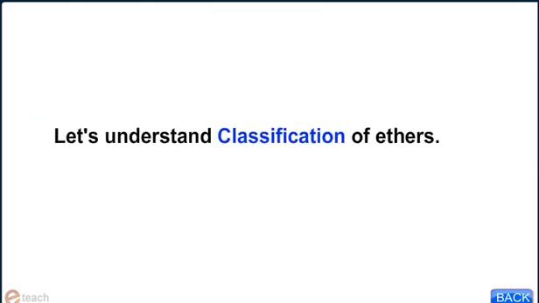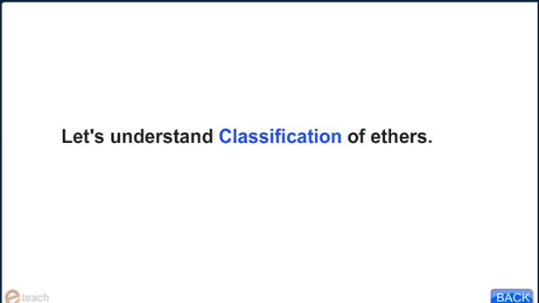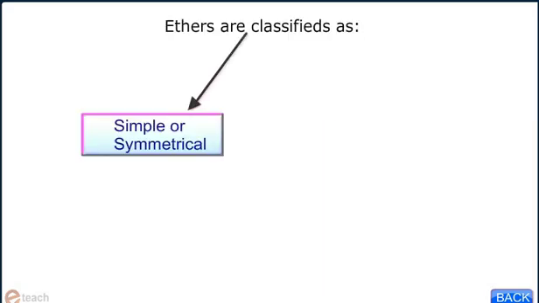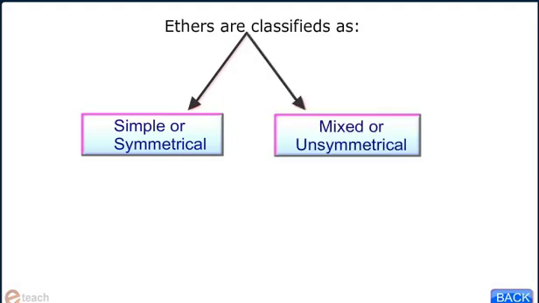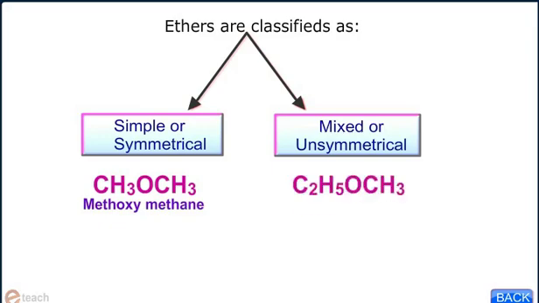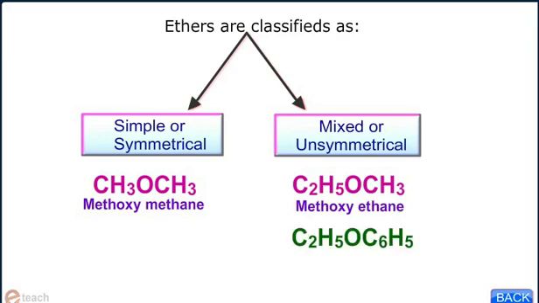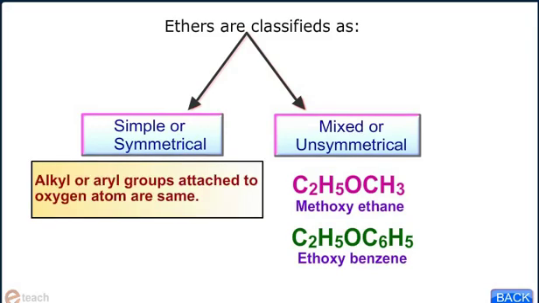Let's understand classification of ethers. Ethers are classified as simple or symmetrical and mixed or unsymmetrical. The example of simple or symmetrical ether is CH3OCH3, that is methoxymethane. An example of mixed or unsymmetrical ether is C2H5OCH3, that is methoxyethane, and also C2H5OC6H5, that is ethoxybenzene.